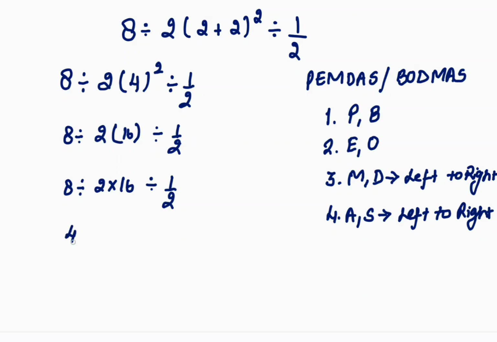8 divided by 2, 4 into 16 divided by 1 by 2. This will become 64 divided by 1 by 2 and your answer is 128.